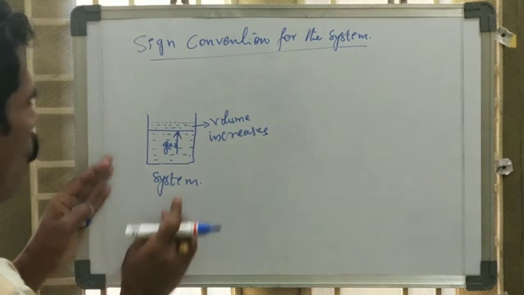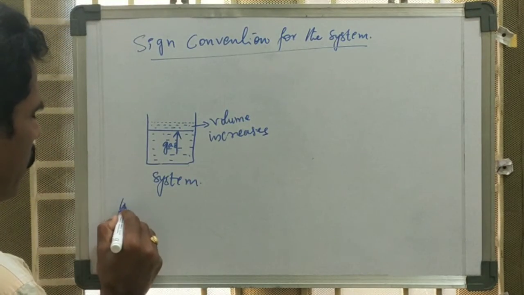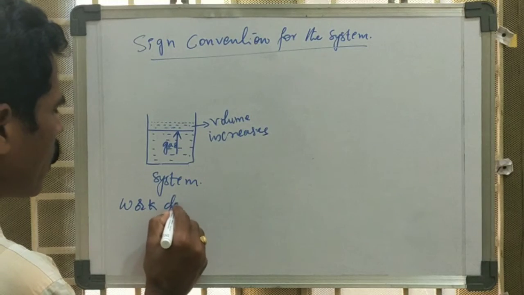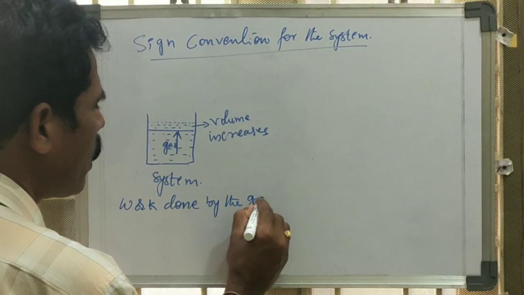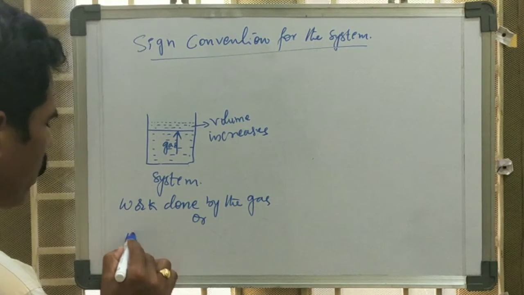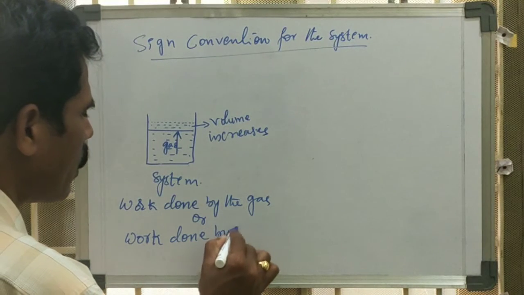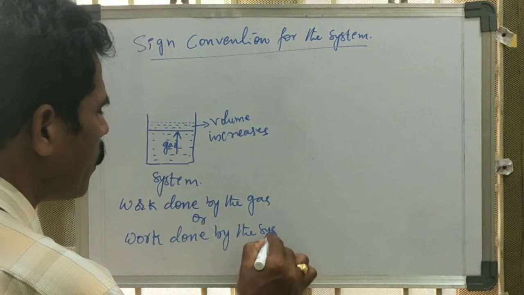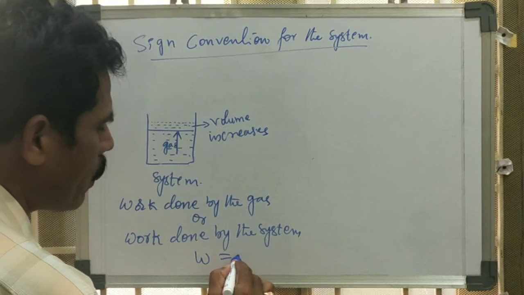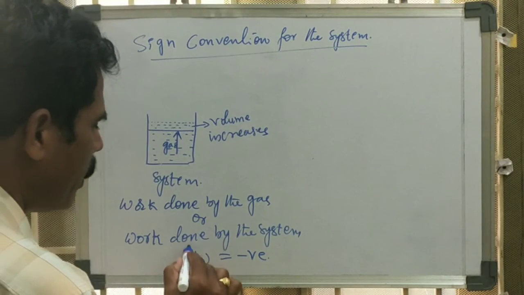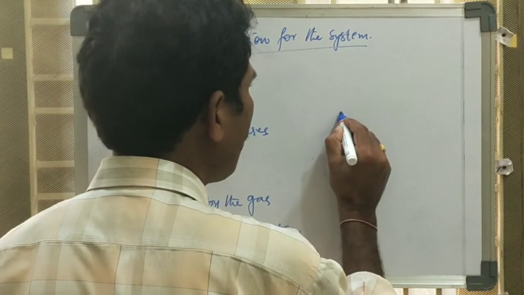Now, work done by the gas or work done by the system, let me write. Work done by the gas or work done by the system: W is equal to negative sign. This is very, very important. Then go for another example.